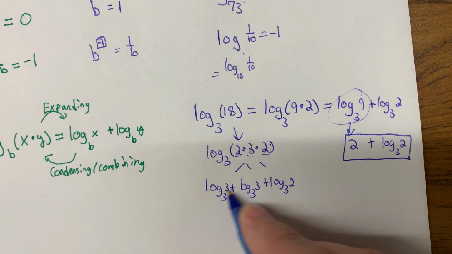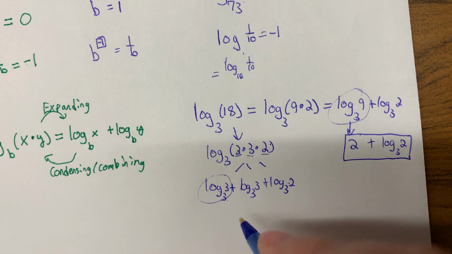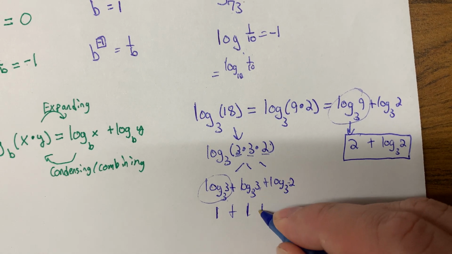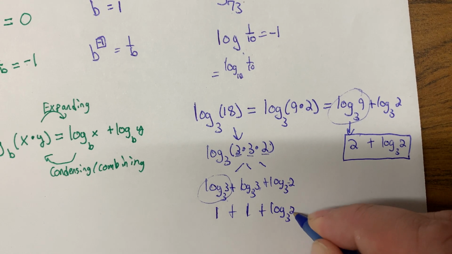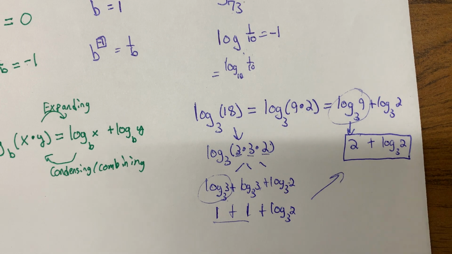Each one of these becomes a separate log. And notice, I can evaluate this. Log base 3 of 3 is 1. Log base 3 of 3 is 1. And then this one can't be simplified, and so we leave it like this. And when we combine 1 plus 1, we'll get the same answer we got before. So that's one thing we might want to do: we might want to expand it.